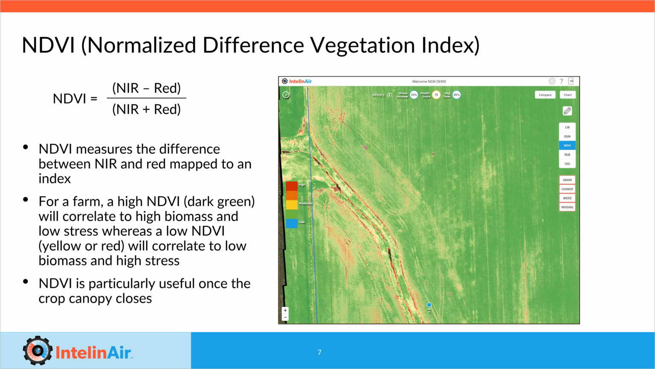NDVI, it's very useful, especially once the crop canopy closes, as it can be impacted by soil. It's one of many different vegetation indexes. It's certainly the most common. It actually dates back, even to the late 1970s, 1980s with research that NASA did. And it's one that you'll encounter quite frequently.